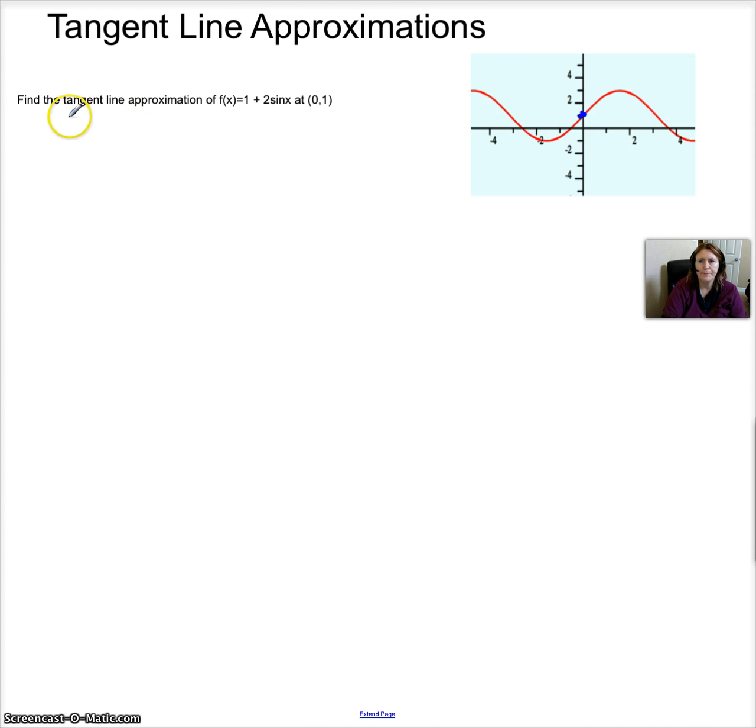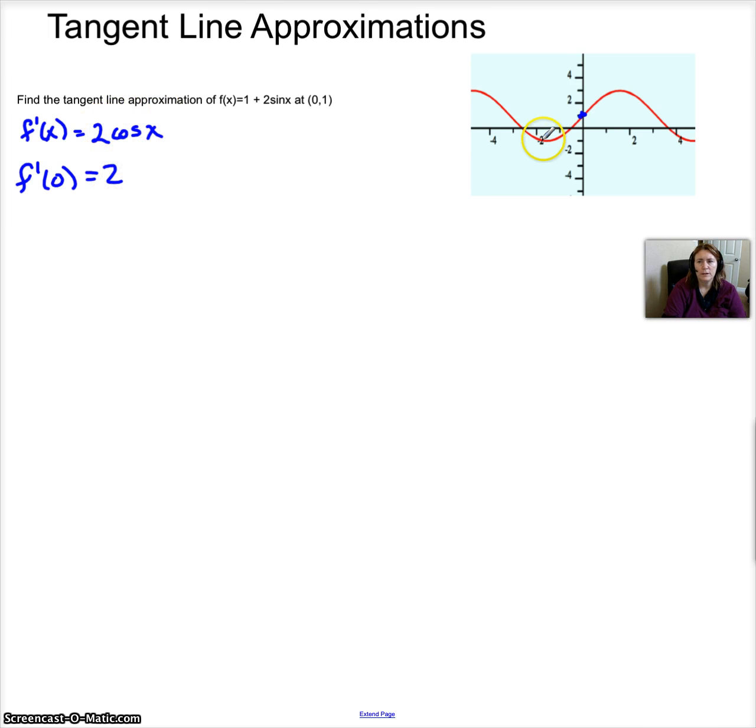And let's find the first derivative of f(x). That's 2 cosine of x. So now we can evaluate f prime at the point x equals 0. So the slope at 0 is 2.